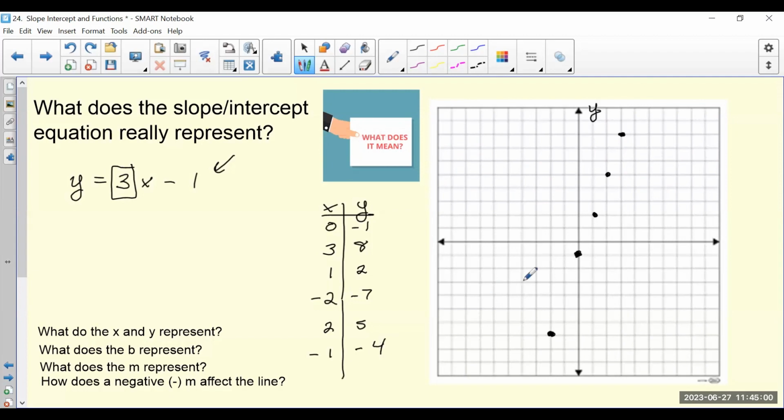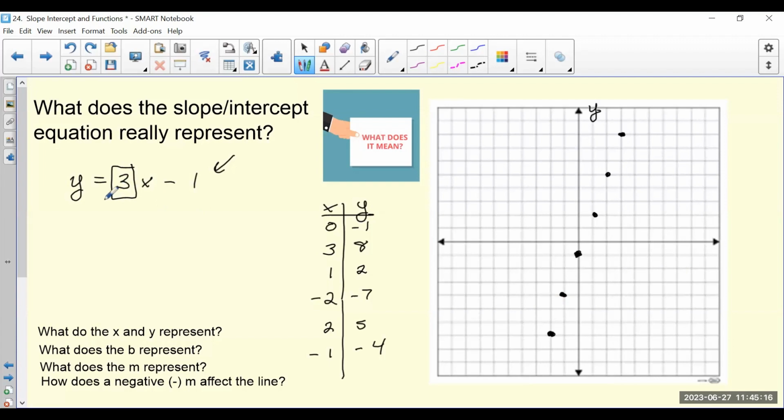We got a point at -1, 2, 3, 4, and look at that. Falls perfectly on the line. All right. So what does this tell us?